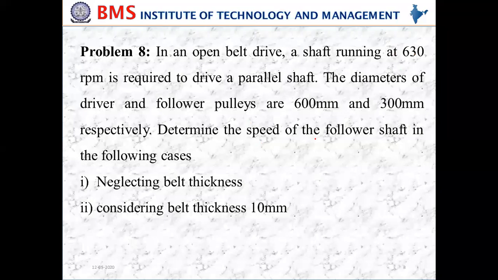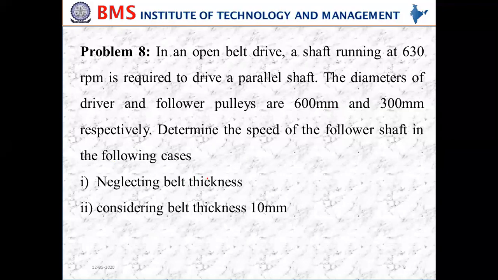The first case is neglecting the belt thickness. Neglecting the belt thickness, we know that the ratio of the driven speed to the driving speed, n2 by n1, is equal to d1 by d2. So by using that equation, I can directly find the speed of the follower: speed of the follower divided by speed of the driver is equal to diameter of the driver divided by diameter of the follower.